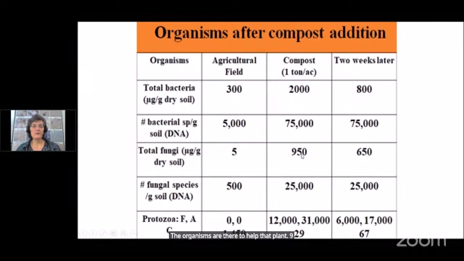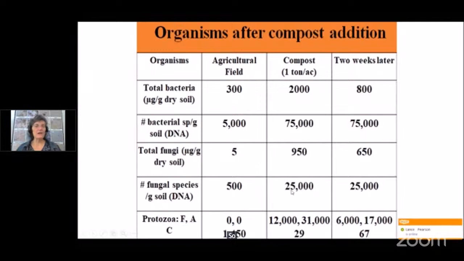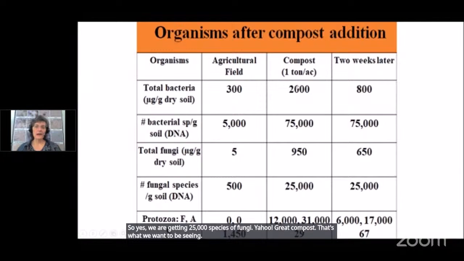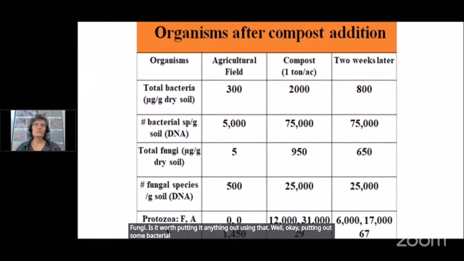950 micrograms of fungi, well above the 300 microgram minimum. So yes, we are getting 25,000 species of fungi. Great compost. That's what we want to be seeing. If you're looking at a compost that has 15,000 bacteria and 50 fungi, is it worth putting anything out using that? Well, okay, putting out some bacterial diversity would still give you some benefit, but it might not do everything that we've been talking about today.